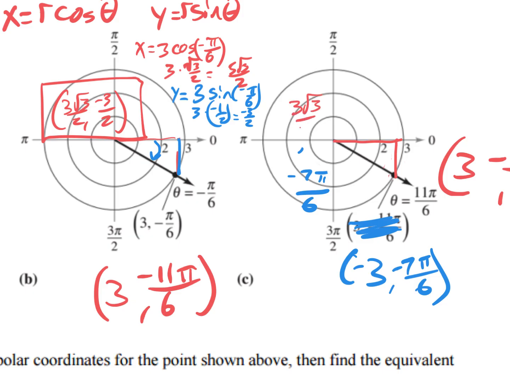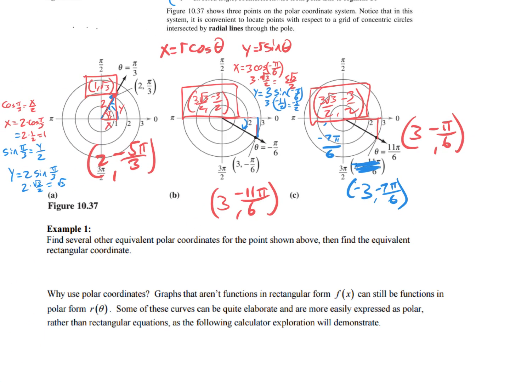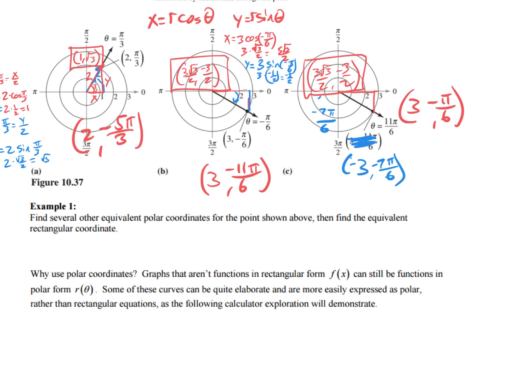3 root 3 over 2 and negative 3 over 2. All right. So we have multiple ways of locating a point or naming a point. That's going to be important because we're going to come back to it, and that has to do with the cyclical nature of trig functions, which we'll be using a lot of.